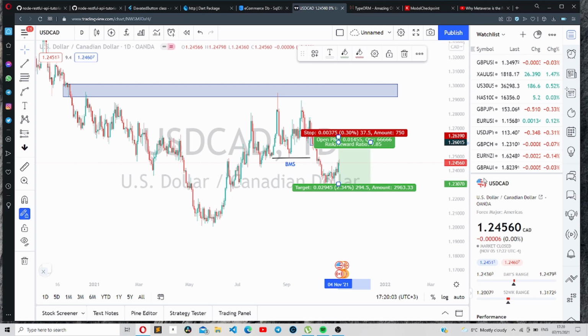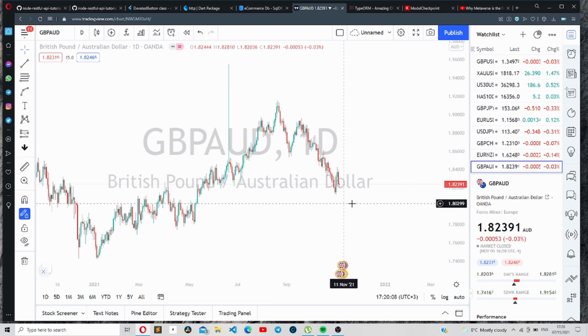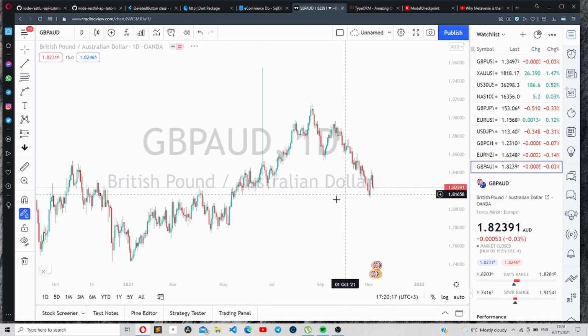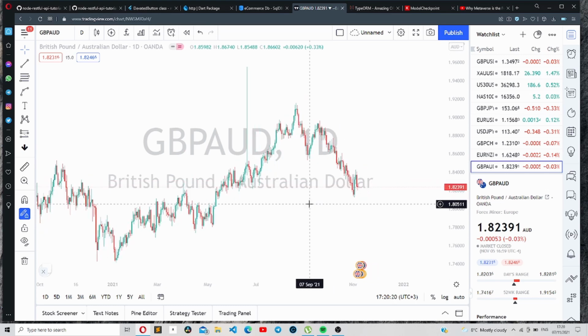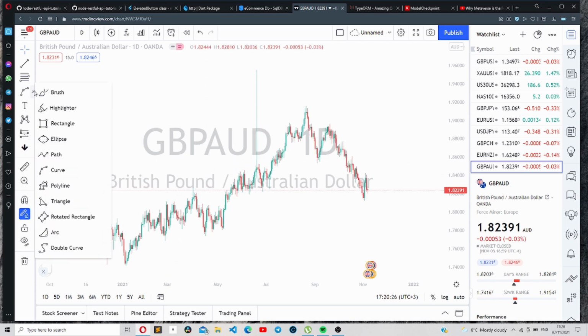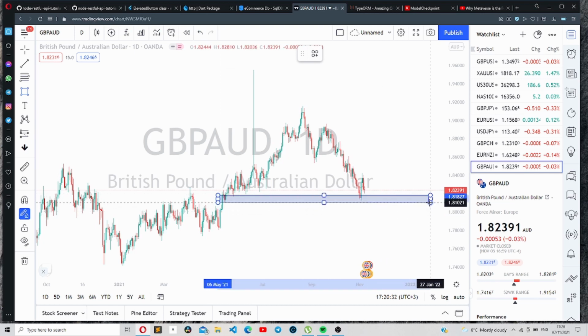So our next pair that we are going to look at is GBP AUD, right? So what are we looking at on GBP AUD here? As you can see on GBP AUD, we have this demand zone here. When price reached this demand zone, it left this demand zone with a lot of momentum, right?